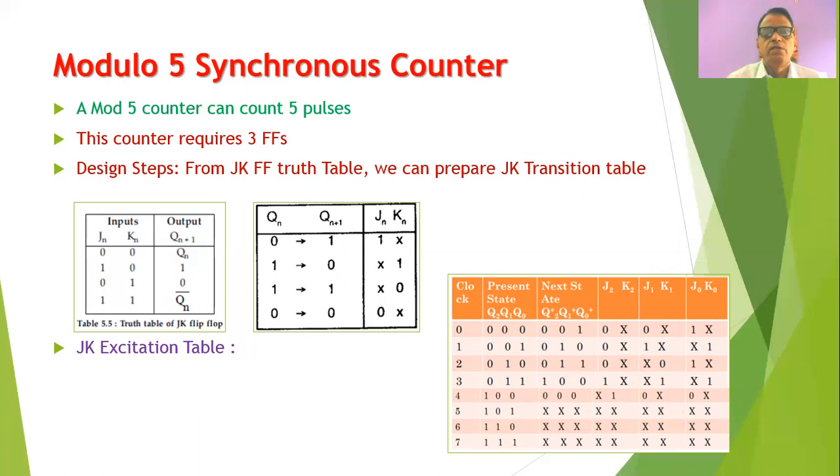And then from this JK transition table, we can make entries in the columns of J2, K2, J1, K1, and J0, K0. For example, whenever there is a transition from 0 to 0, I will make an entry 0x. Whenever there is a transition from 0 to 1, I will make an entry 1x. So by using this table, we can make all such entries into the JK excitation table.